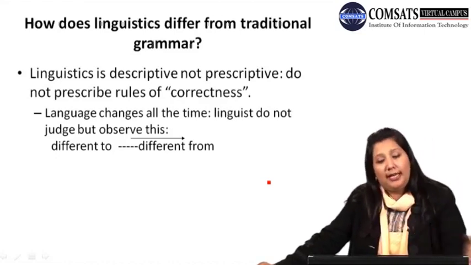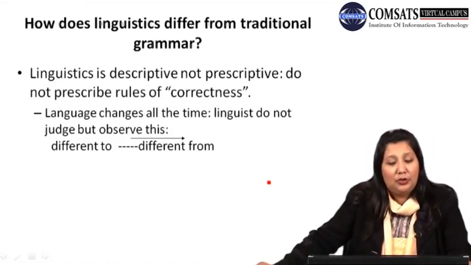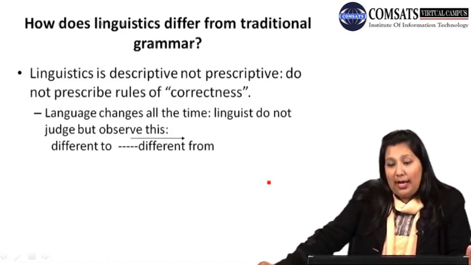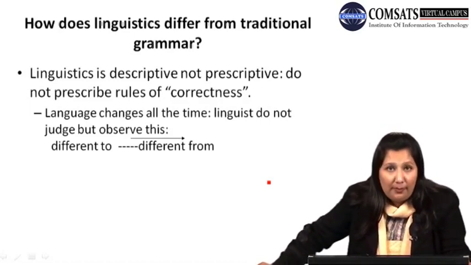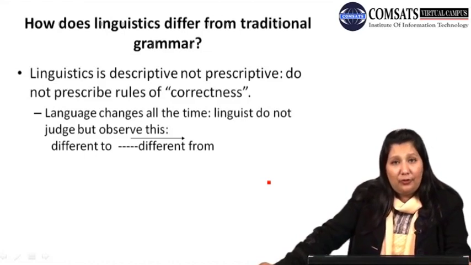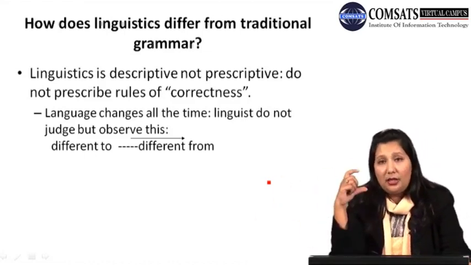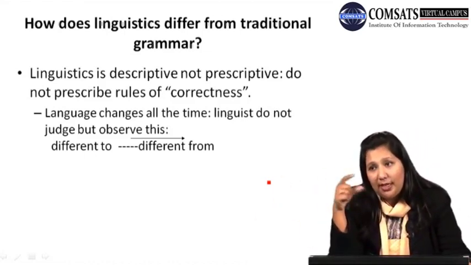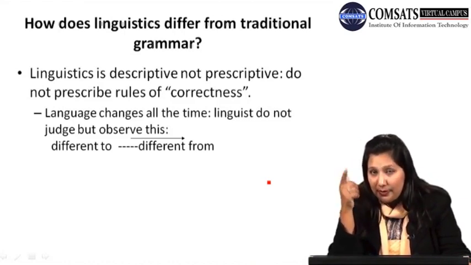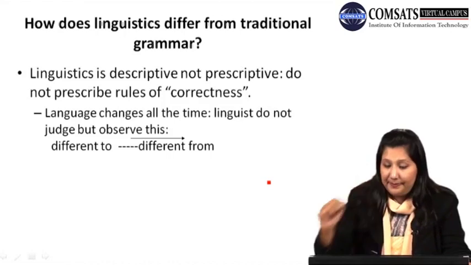Language changes all the time. Linguists do not judge but observe this. "Different to" has been changed into "different from." That is what linguists are doing. They are only observing. They are not the participants. They are the observers.